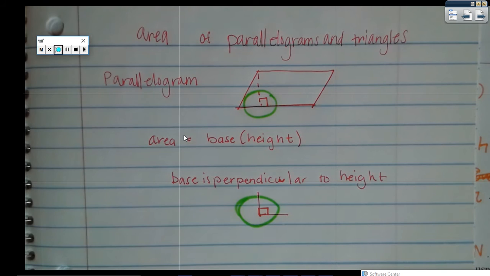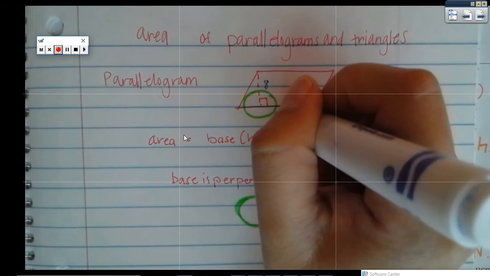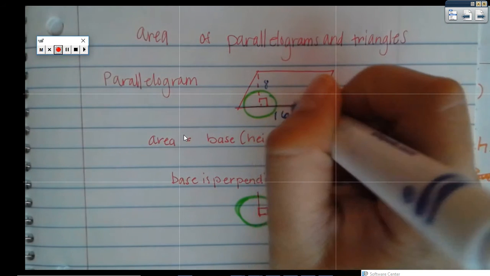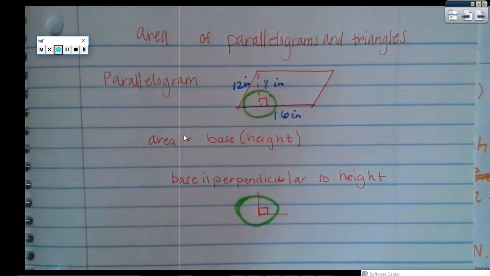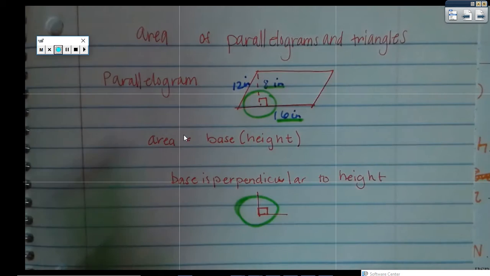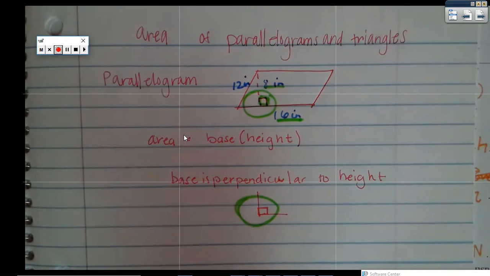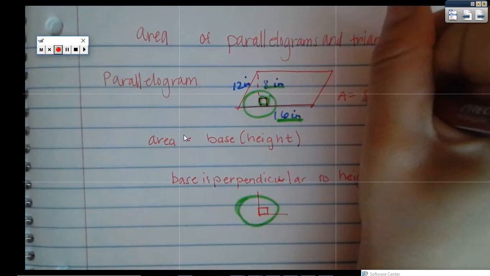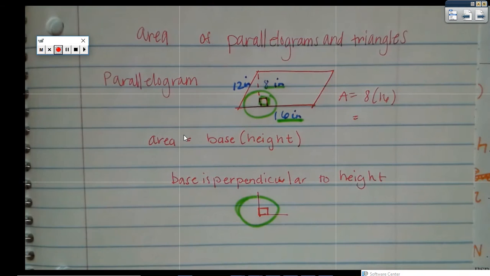So let's just say they gave you numbers like 8 and 16. And that's 12. You're using only the ones that are perpendicular, so it'd be 8 and 16. Why? Because they have the box right there that I already circled. So your area would be 8 times 16. Put that in the calculator.